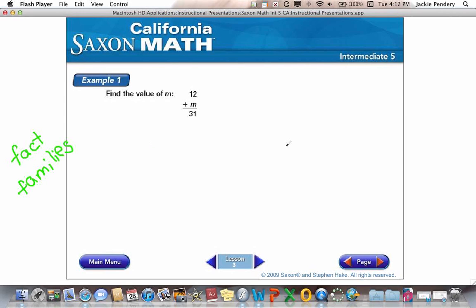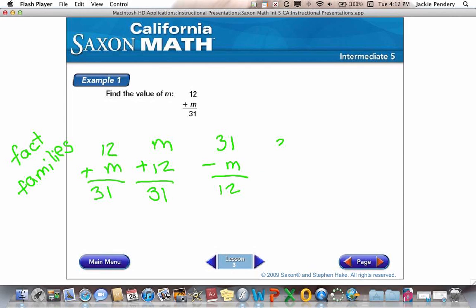So we have 12 plus m equals 31. Can't really solve that yet. We don't know what m is, but if I take this and flip it around, we have m plus 12 equals 31. So here are my two addition problems. I just flip-flopped the addends. Now I'm going to do my two subtraction problems: 31 minus m equals 12, or 31 minus 12 equals m.